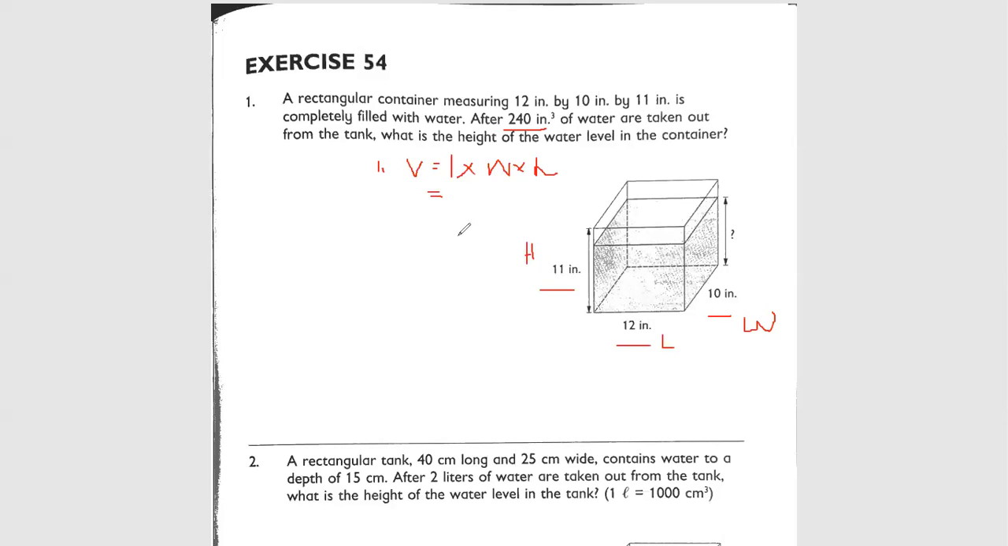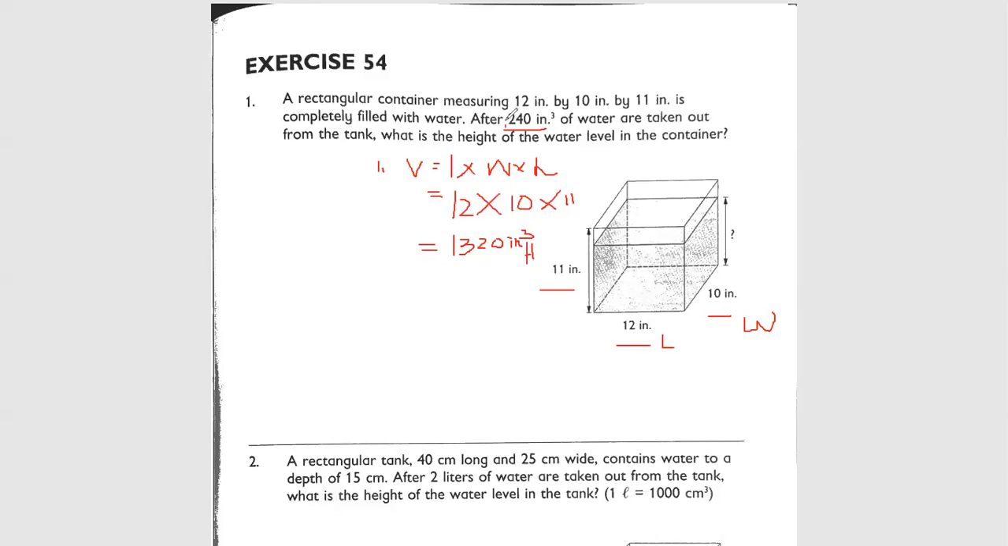All right, so here we know this container has the length of 12 inches, and then the width will be 10. The height is 11. So what is the volume for this container? It would be 1,320 inches cubed. Okay, this is the volume for this container.